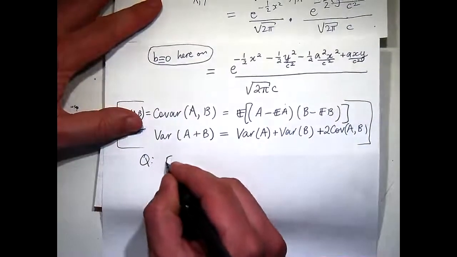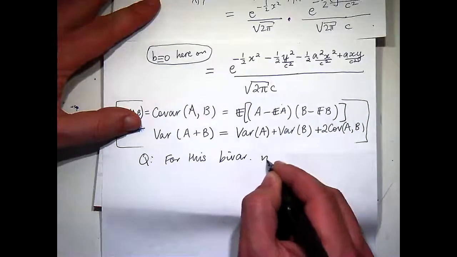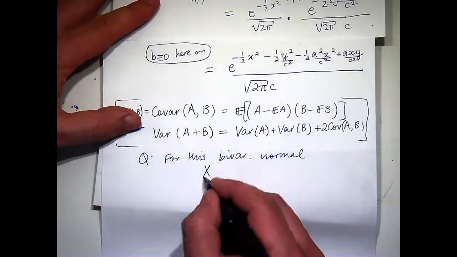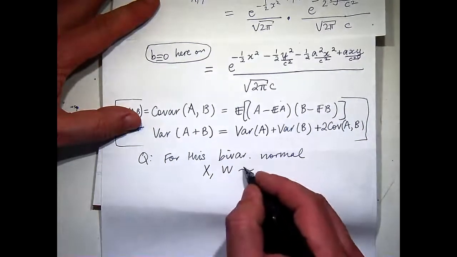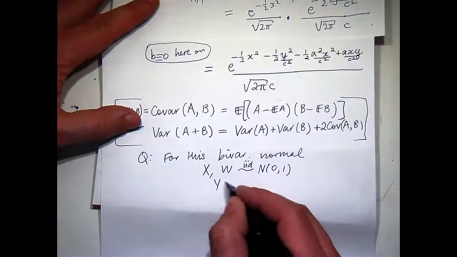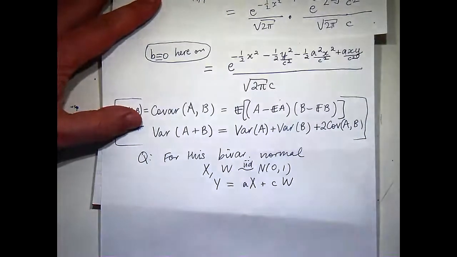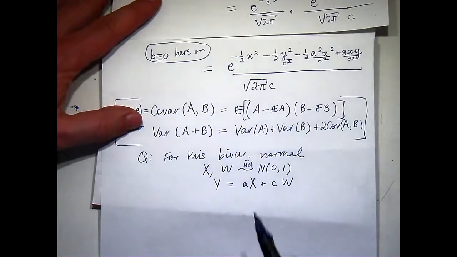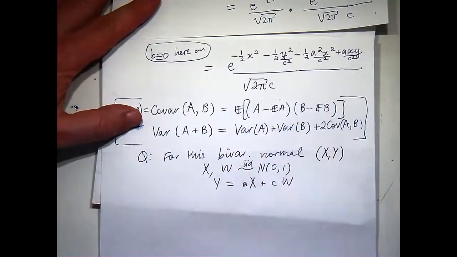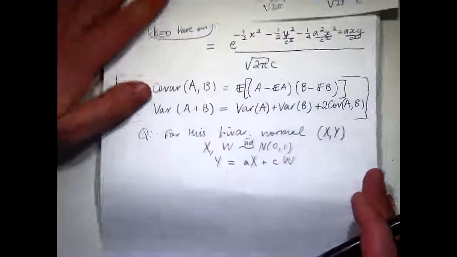So now let's get back to covariance in the context of bivariate normal. Question. For this bivariate normal, and I'll remind you of the definition, x and w are IID normal 0, 1, and y is equal to ax plus cw. I'll remind you that in this context, I consider bivariate normal of x and y. The w is considered noise and is not interesting of itself. It's only interesting in how it affects y.